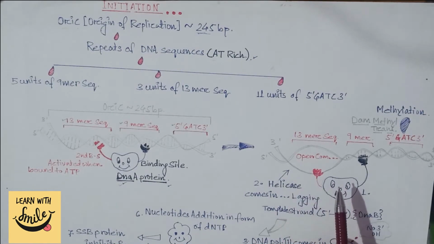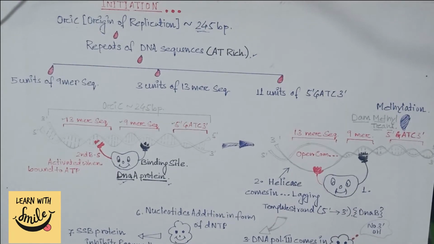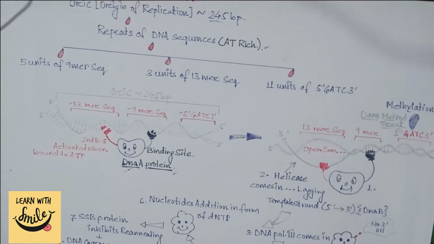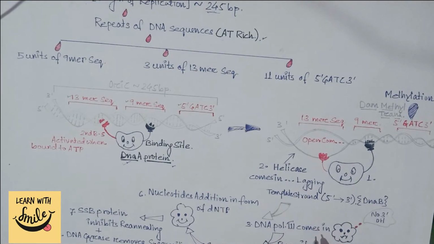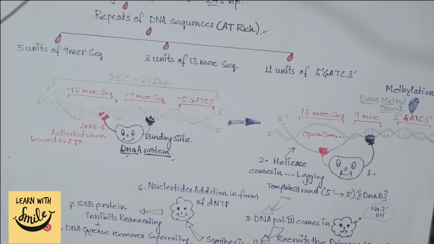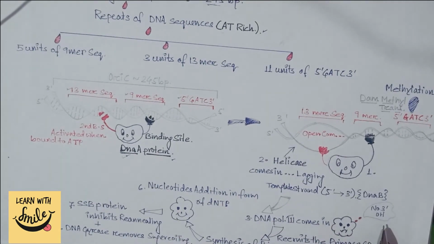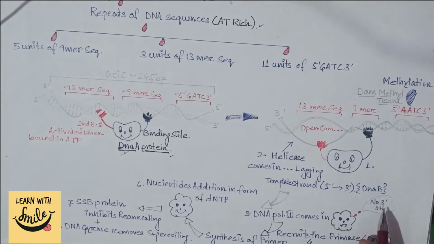With the melting of the double-stranded DNA, there comes the DNA polymerase 3. But the DNA polymerase 3's arrival is not a happy one. Why? Because as the DNA polymerase comes in, it is very sad. Why? Because there is no 3' OH, and we know that without the 3' OH, this DNA polymerase 3 has got no job. So since it requires the 3' OH, it recruits another enzyme known as the primase.